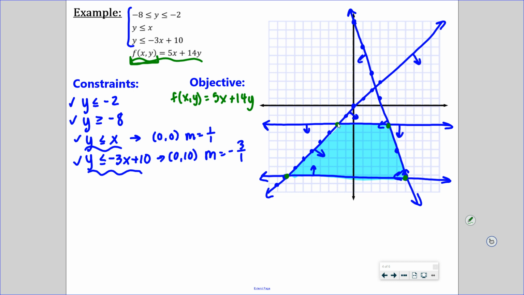So I can see here clearly that those lines cross at (-2, -2) for that point right there. This point over here would be (4, -2). This point down here, (6, -8). And this point down here, (-8, -8). I always label them on my graph. If I didn't know for sure where they would cross, we could algebraically solve for it.